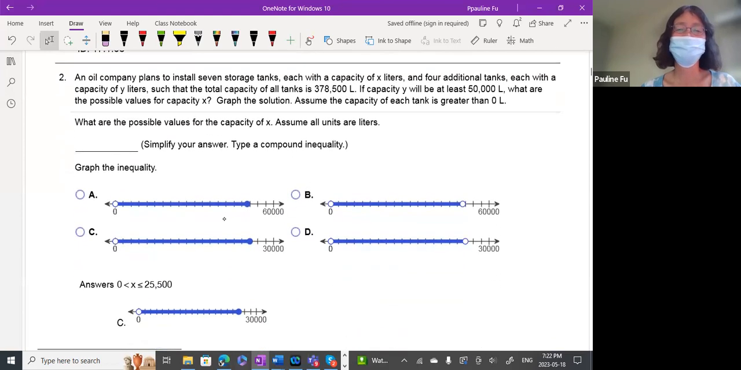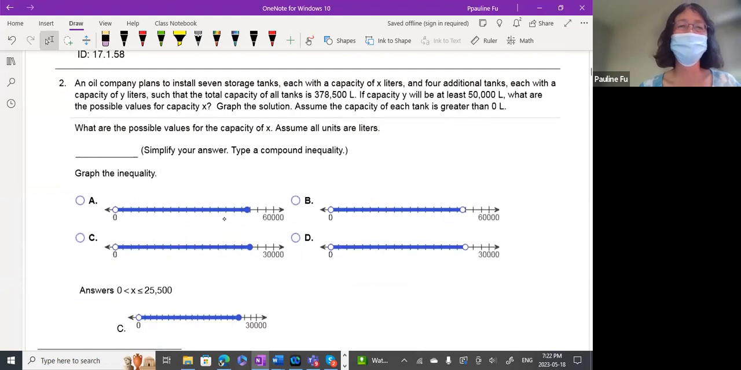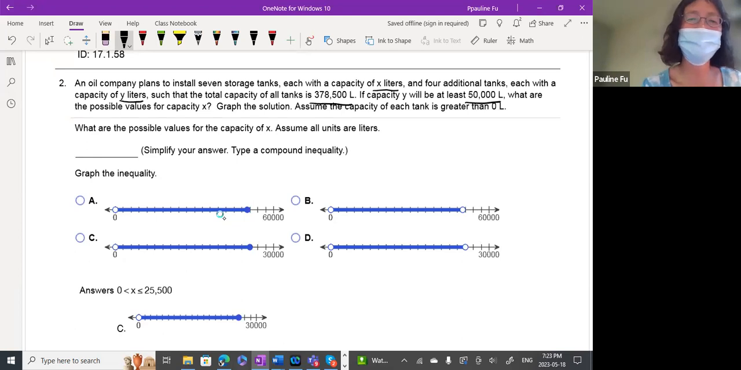Question 2. An oil company plans to install 7 storage tanks, each with a capacity of X liters, and 4 additional tanks, each with a capacity of Y liters, such that the total capacity of all tanks is 378,500. If capacity Y will be at least 50,000, what are the possible values for X? That is the question.